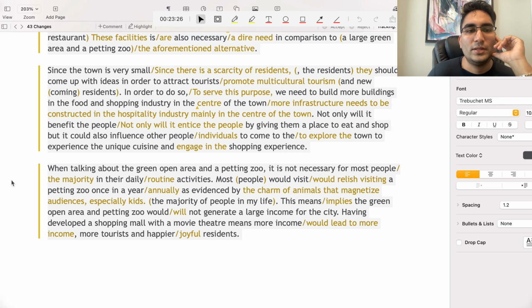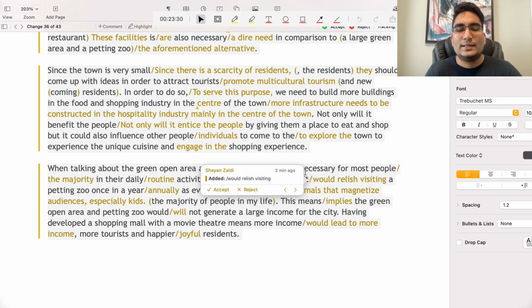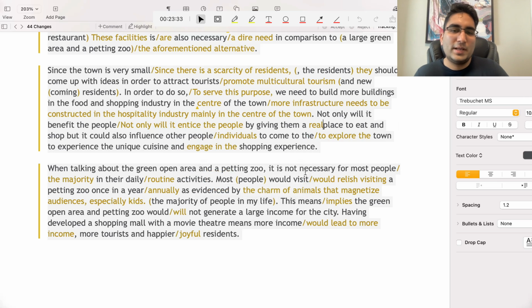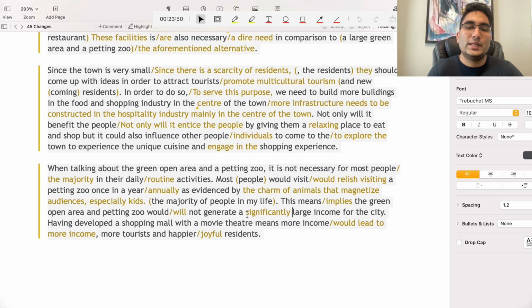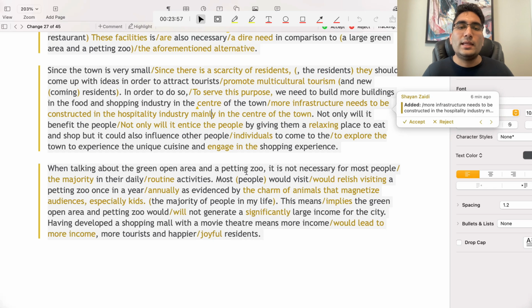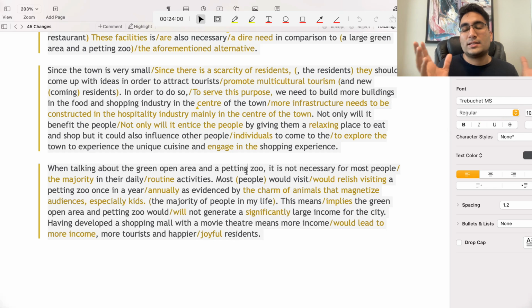Food and shopping industry. Not only will it benefit people by giving them a place to eat, relaxing is an adjective. I'll put it anyway because adjectives, adverbs, they're all good. Routine activities. Okay, most people, this means implies green open area would not generate significantly large income. Yeah, let me put it this way. A significantly large income. So again, I'm putting the "ly," guys. Every time you have "ly," it's better. Oh, yeah, right here. Mainly, any "ly" is good because it constitutes as an adverb.